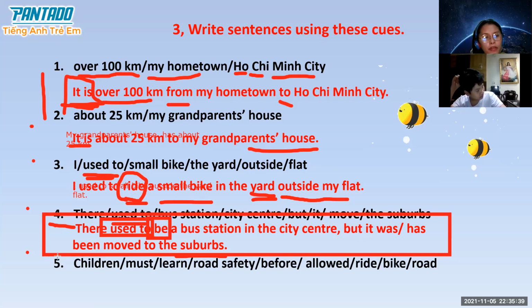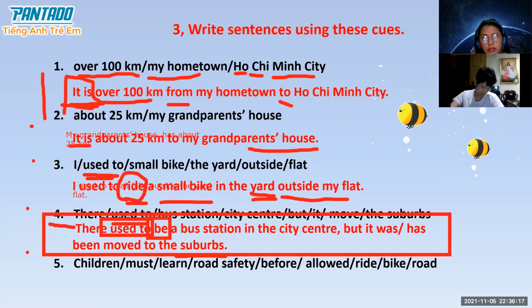Okay. How about number 5? Children must learn road safety before allowed to ride bike road. Okay, you can interchange, you can change, and you can swap if you want. I don't know how to do number 5 too.